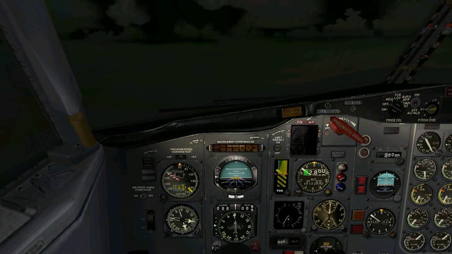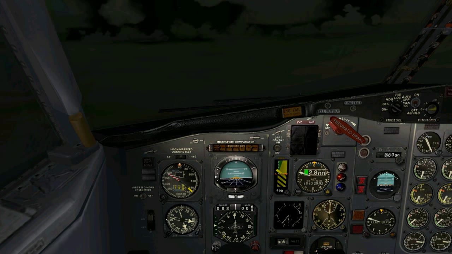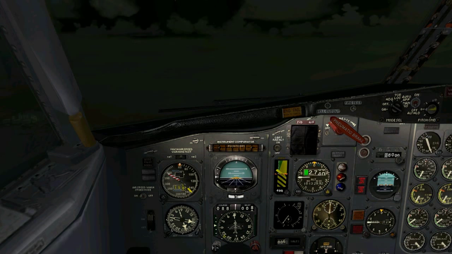So we're looking good right now. The glide slope needle is centered, the localizer needle is centered, our airspeed is looking good, altitude is looking good, and we're looking good right now. I'm very happy with this approach so far.